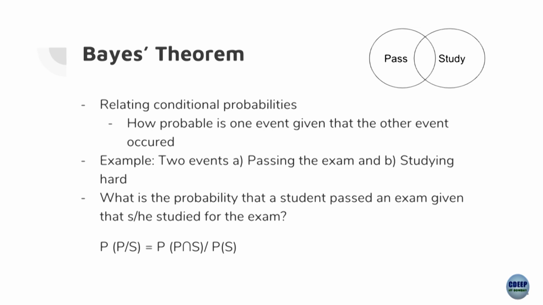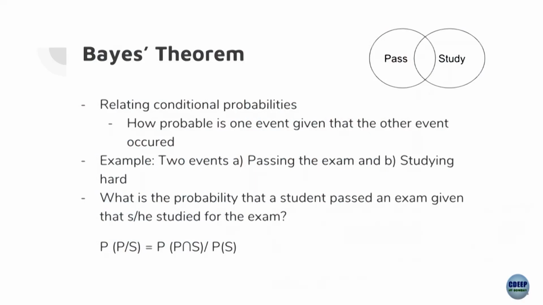Bayes theorem is about relating conditional probabilities: the conditional probability of A given B, or B given A. The relation between these conditional probabilities is called Bayes theorem. So, what is conditional probability? It is how probable one event is, given that another event occurred.